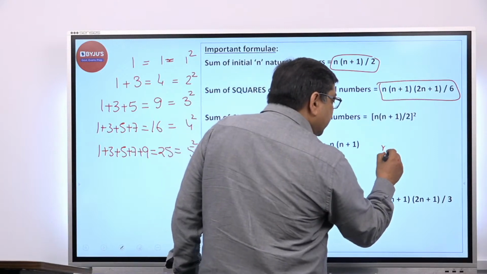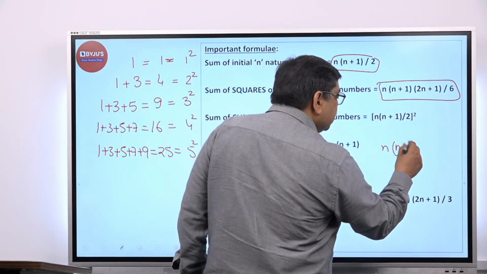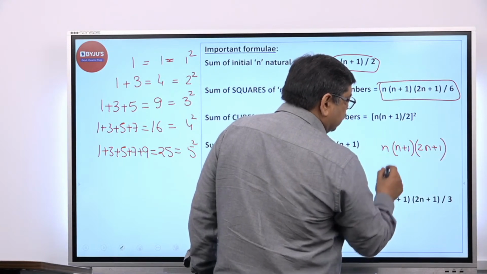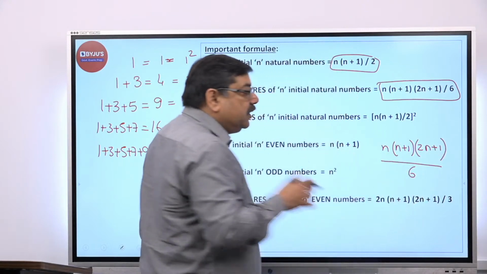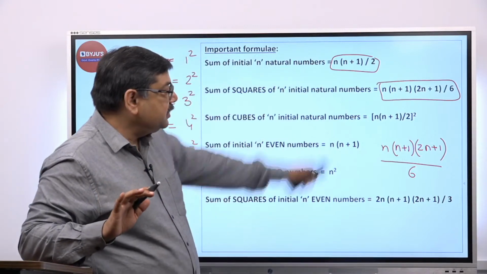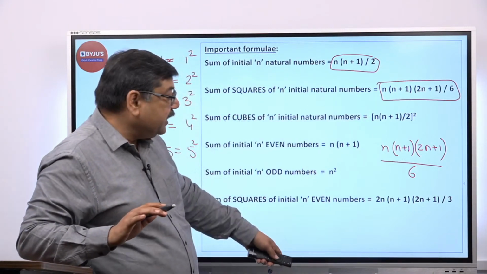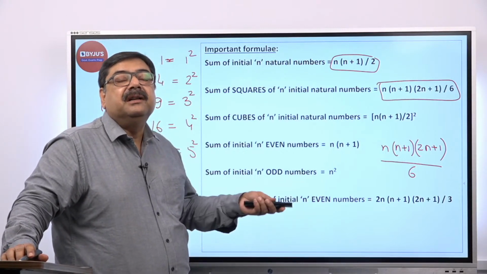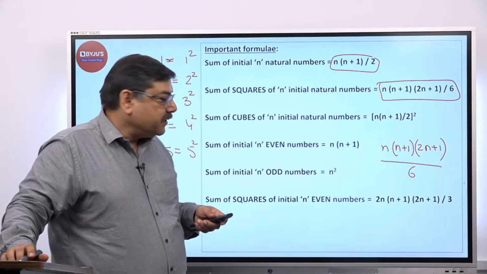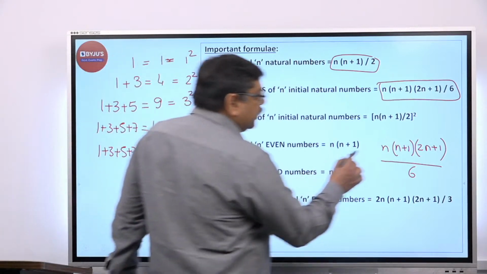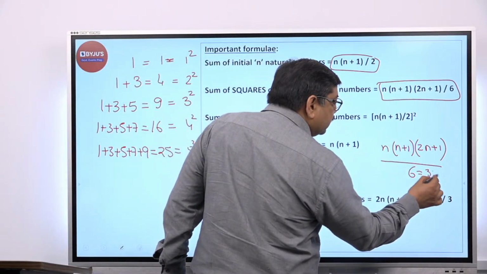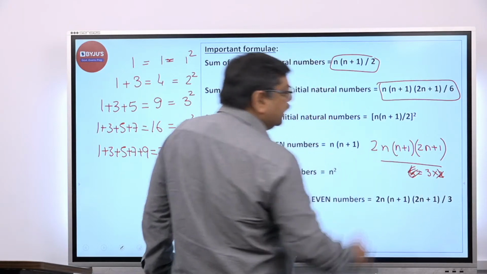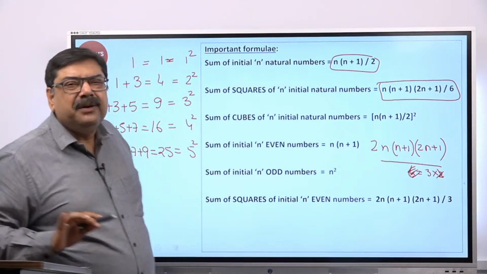Now you know that the sum of squares of initial n natural numbers is n into n plus 1 into 2n plus 1 by 6. This we are aware. Now you need to find out the sum of squares of n initial even numbers. Alright, then in that case 6 you know is what? 3 into 2. Take this 2 in the numerator. That's all that you need to do.